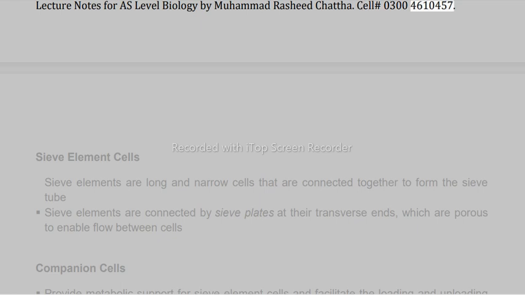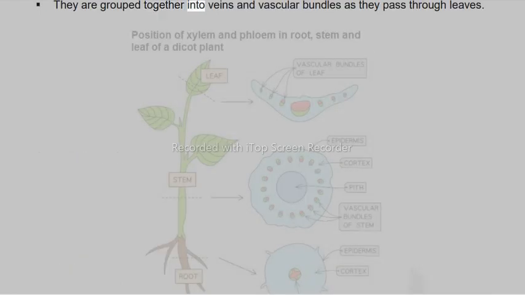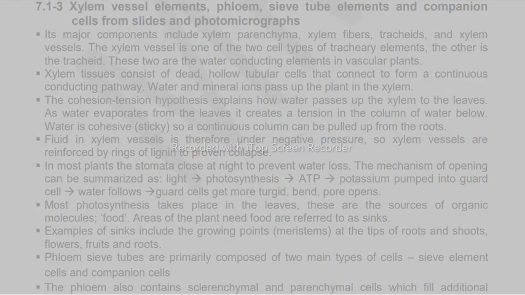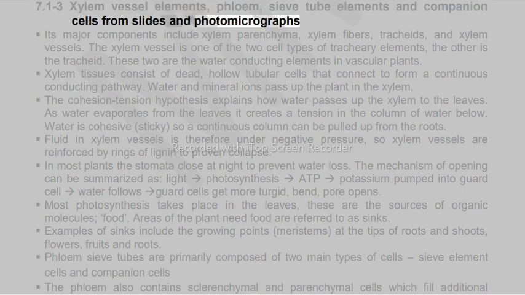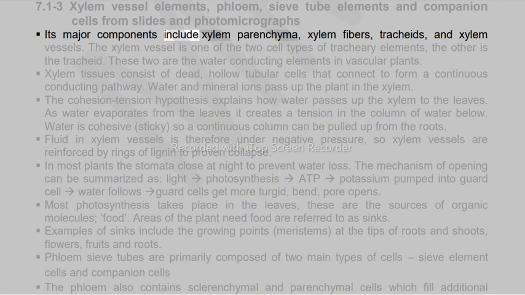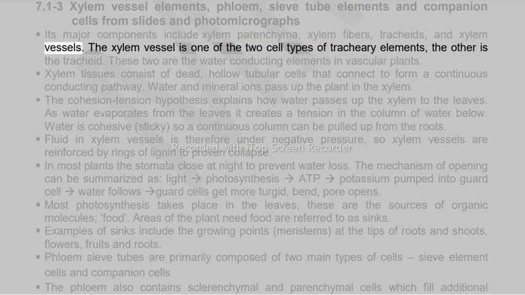They are grouped together into veins and vascular bundles as they pass through leaves. 7.1-3 Xylem vessel elements, phloem sieve tube elements and companion cells from slides and photomicrographs. Its major components include xylem parenchyma, xylem fibers, tracheids, and xylem vessels.